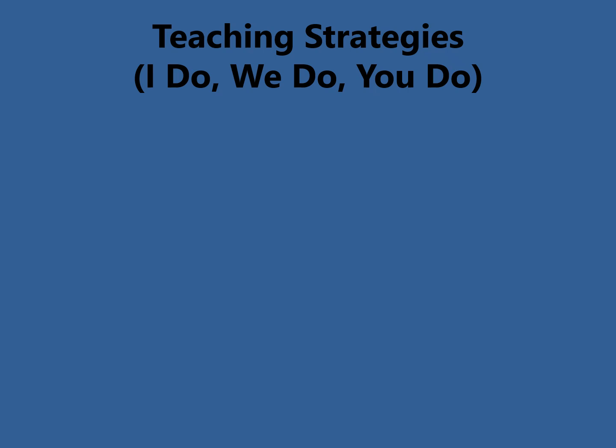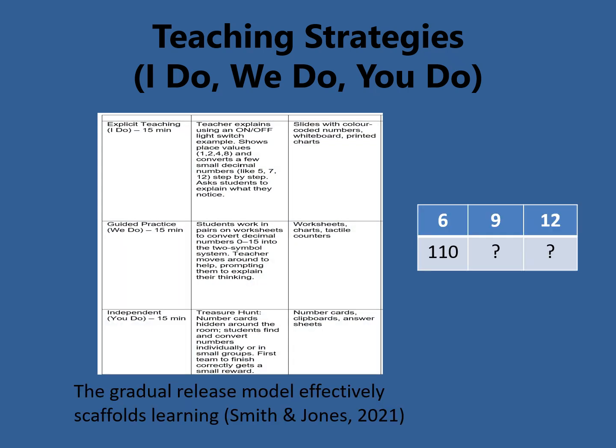For teaching strategies, I'll use the gradual release model, which is often summarized as I do, we do, you do. First, I'll demonstrate the process of converting decimal numbers to binary with the whole class. Then we'll work together on some examples. And finally, students will practice independently. Smith and Jones in 2021 highlight that this model scaffolds learning effectively, helping students build confidence and independence in new skills.